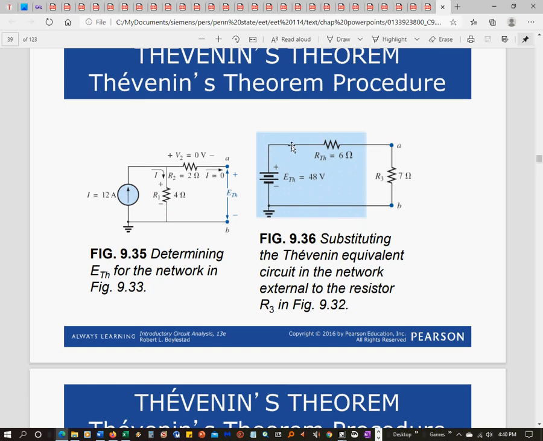So what they did was they added the 4 and the 2 together because they're in series after you do the conversion. And you get E Thevenin is 48 volts, R Thevenin is 6 ohms.